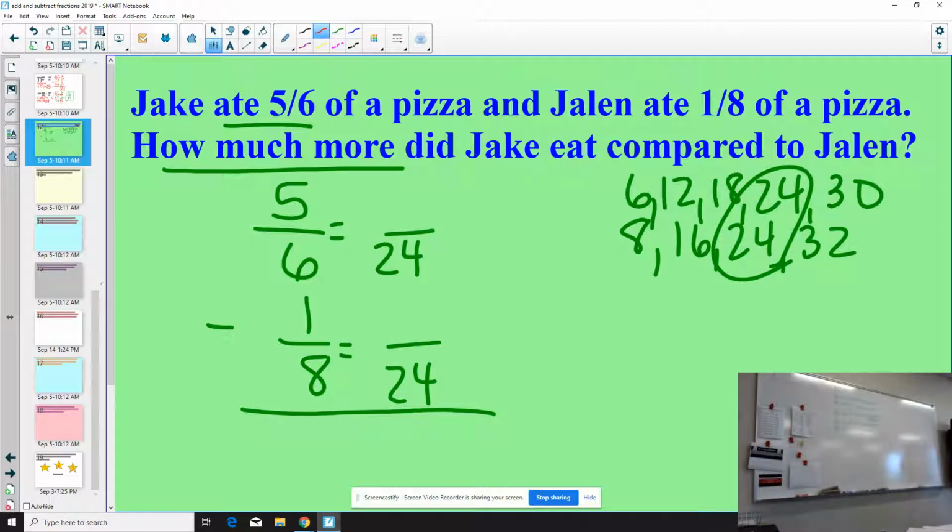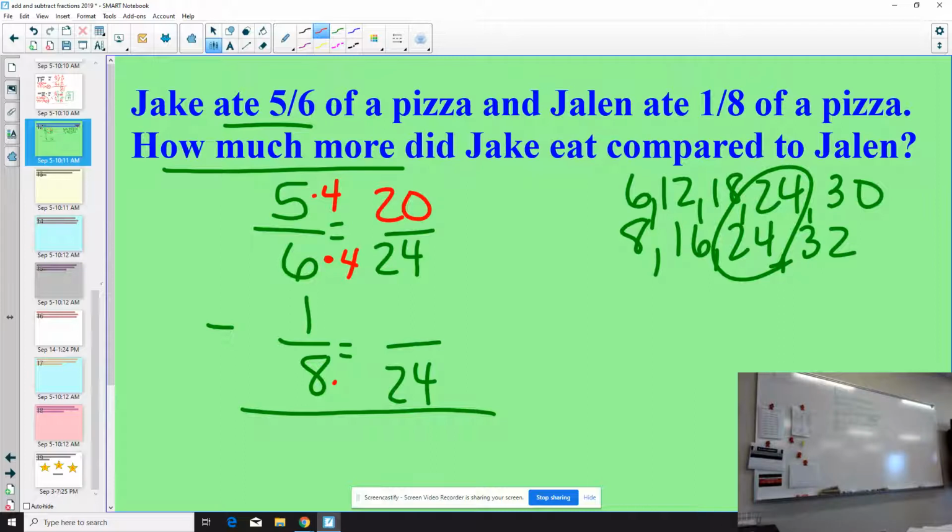Okay, so now that you've hit play, you should be all the way done. So let's go back and check. What do I multiply by 6 to get 24? Let's see, 6 times 4 is 24. So 5 times 4 is 20. So see if you made your first fraction 20 over 24.